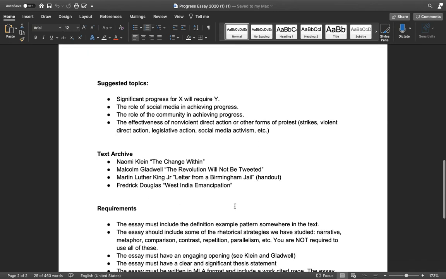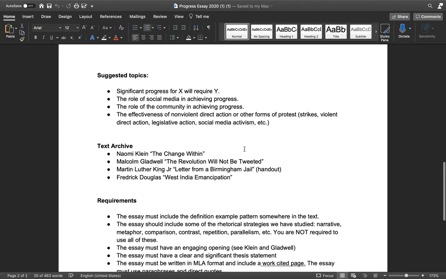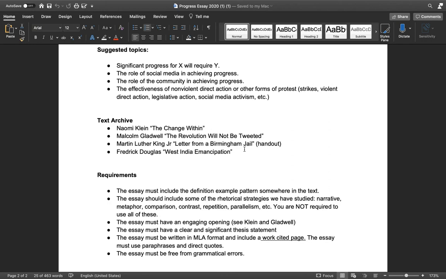Under the text archive, it's just reminding you these are the essays that we've read, all of which can be found on Blackboard, and two of which, the Naomi Klein and the Malcolm Gladwell essays, can be found in the Writer's Presence textbook.